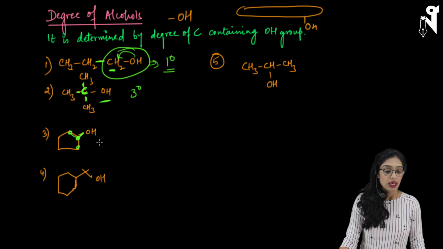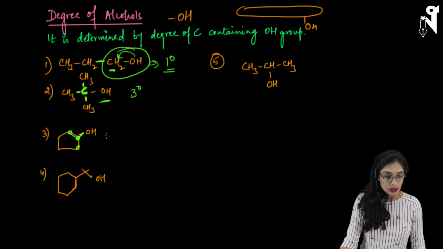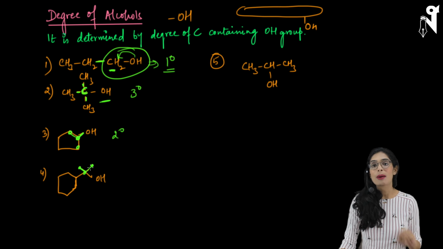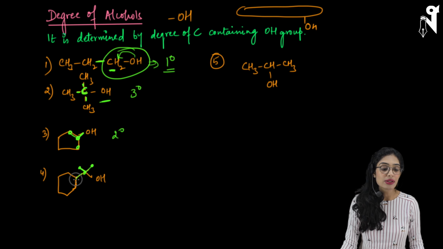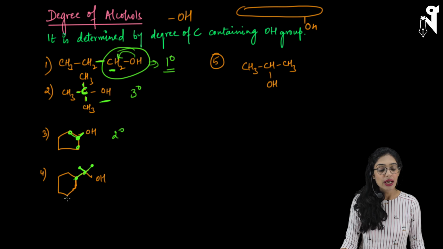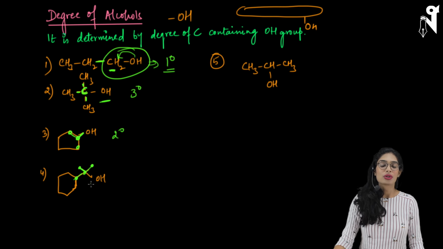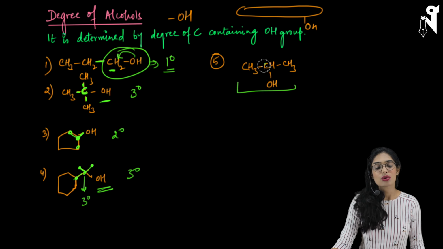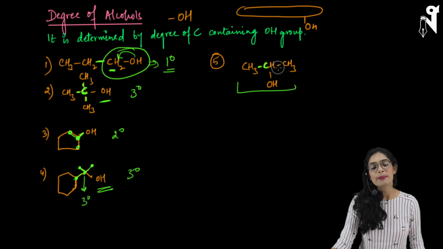Look at this carbon now. The OH is present on this carbon which has one neighbor over here as a carbon, another neighbor as a carbon here, and the third neighbor as a carbon here. So basically three carbons as the neighbors, and hence the degree of this carbon is tertiary and the degree of alcohol is also tertiary. Let's talk about this compound. OH is present on the center carbon. The center carbon has only two carbons as the neighbors, so the degree is secondary. So overall the alcohol's degree is also going to be secondary.